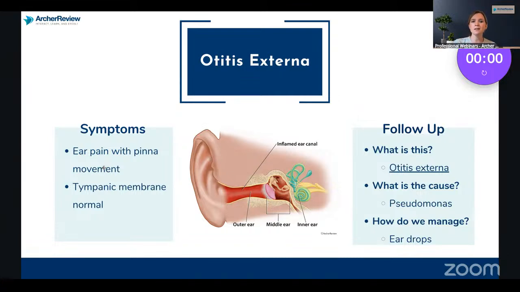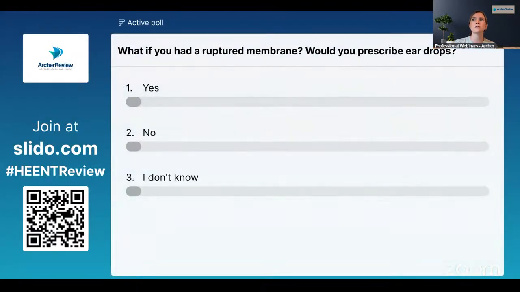If you cannot see the tympanic membrane, sometimes that canal is so swollen or it has so much fluid and debris in it. If you can remove a little bit of it and it's not too painful for them, then you can see the tympanic membrane, then it's fine to go ahead and do the eardrops. But what would you guys do? Can you prescribe eardrops for a ruptured tympanic membrane? What would you guys do there?